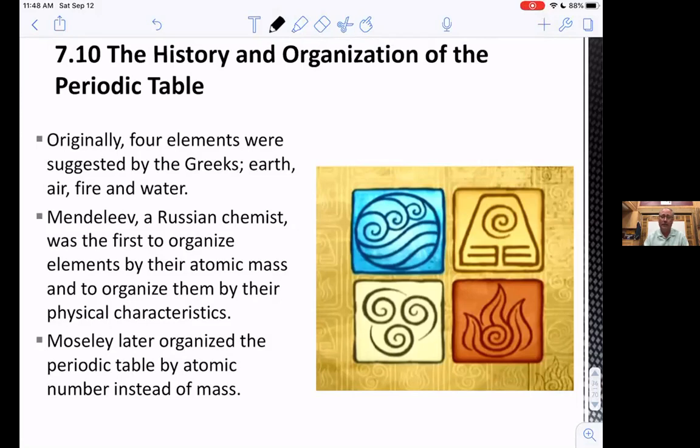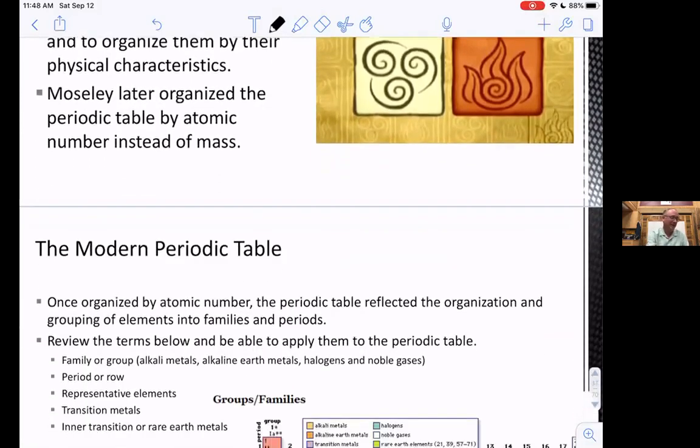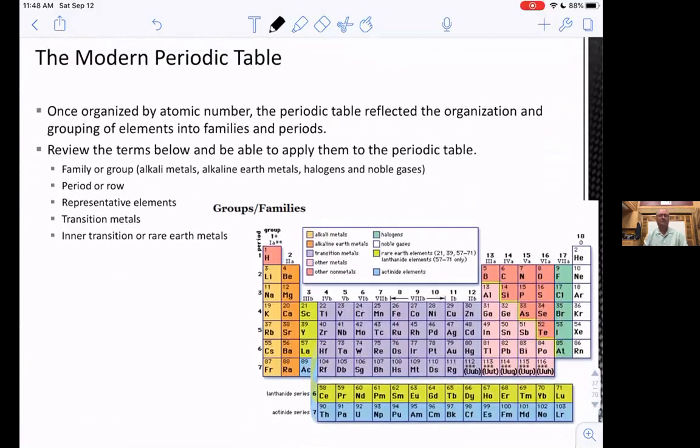That dictates their behavior far better than how much mass they have. Yes, as you increase protons, you do increase mass, but the neutrons also are a large contributing factor to the mass. And so not having the same number of neutrons is not necessarily dictating their behavior. The protons do. So Moseley later redid the periodic table. This was, I believe, 1900s. It was written in using the atomic number. So once organized by the atomic number, the periodic table really makes a lot of sense.